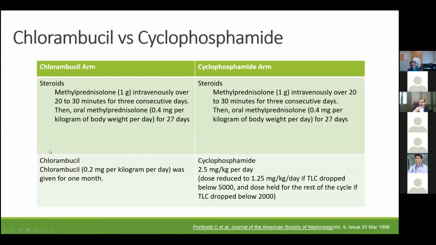And now what they did was they studied chlorambucil and compared it to cyclophosphamide. So the steroid arms, months 1, 3, and 5, were the same, but instead of chlorambucil, they used cyclophosphamide 2.5 mg per kg per day. And obviously cyclophosphamide doses were adjusted to white cell count just as we do, and likewise, chlorambucil doses were adjusted to low white cell counts as well.